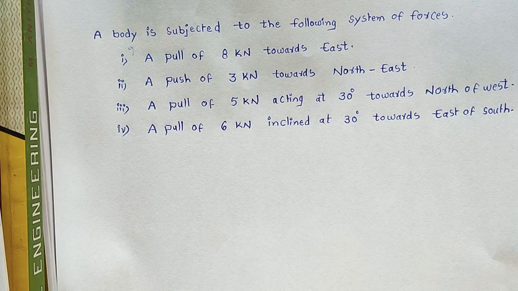First one, a pull of 8 kilonewton towards east direction, a push of 3 kilonewton towards northeast, a pull of 5 kilonewton acting at 30 degrees towards north of west, a pull of 6 kilonewton inclined at 30 degrees towards east of south. So here, push means pushing force and pull means pulling force.